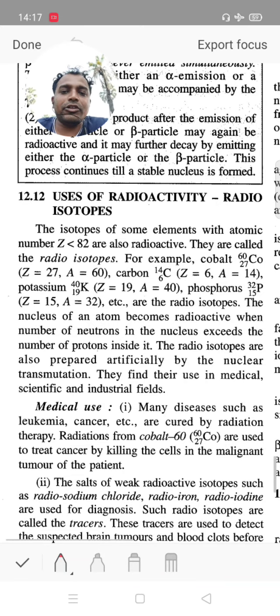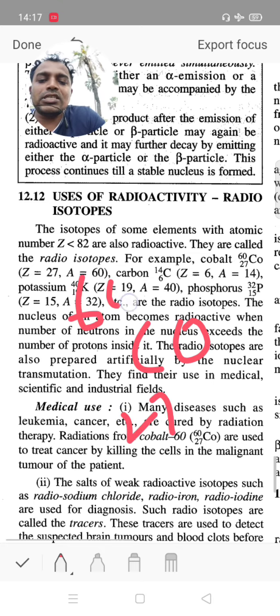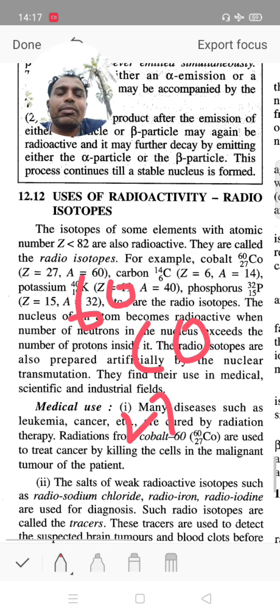Uses of radioactivity and radioisotopes. First one is cobalt-60, used for the treatment of cancer by killing the cells in the malignant tumor of the patient. Cobalt has atomic number 27 and mass number 60. These isotopes are used as a treatment of cancer.